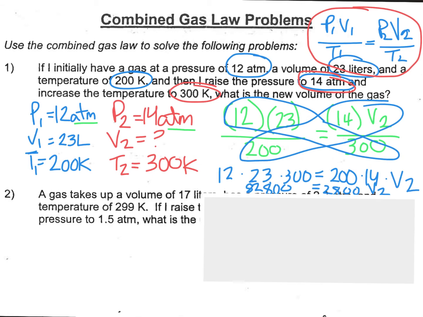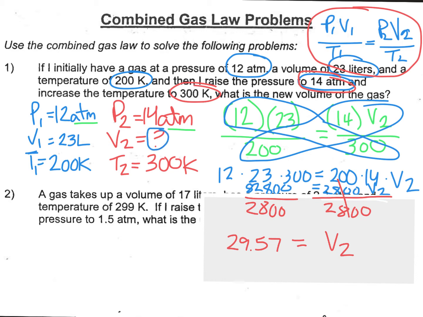I just put a little box to clean things up so we can see better. But let's take that. We're going to divide both sides by 2,800. By doing that, we're now going to get V2 all alone by itself, which is great. And when you take the 82,800 and you divide it by 2,800, you end up getting about 29.57 for your answer. That's great, but let's take a look at what are going to be the units.